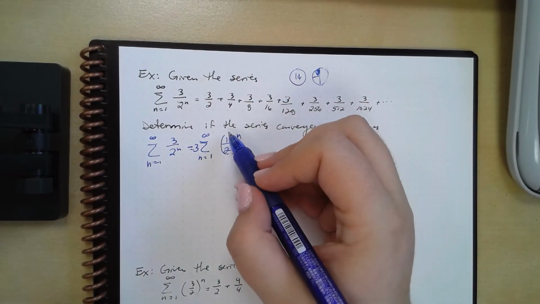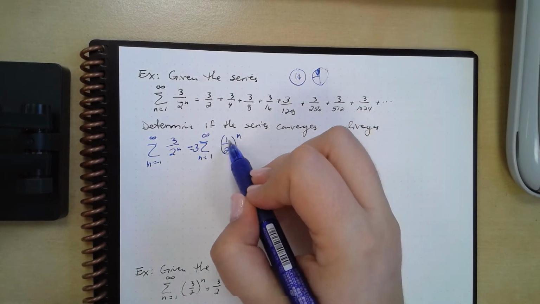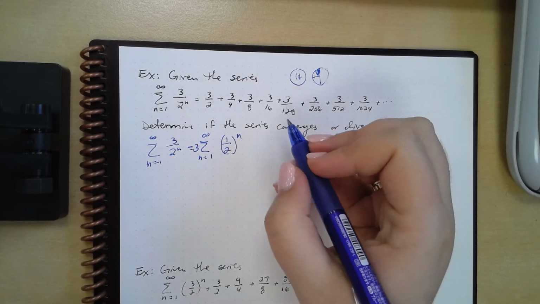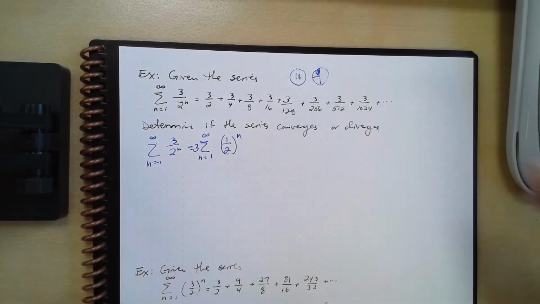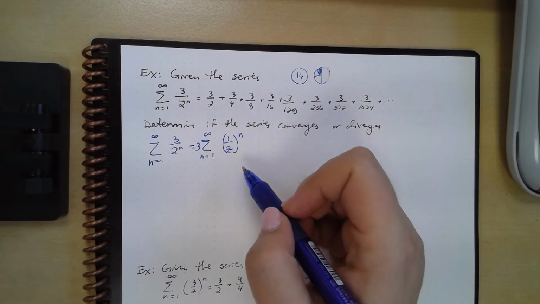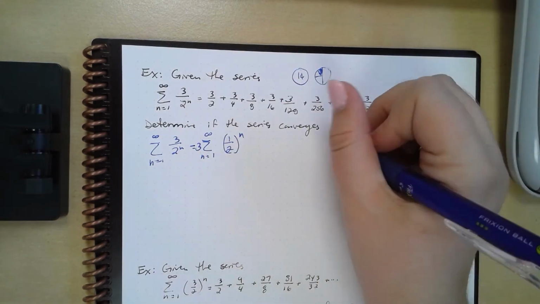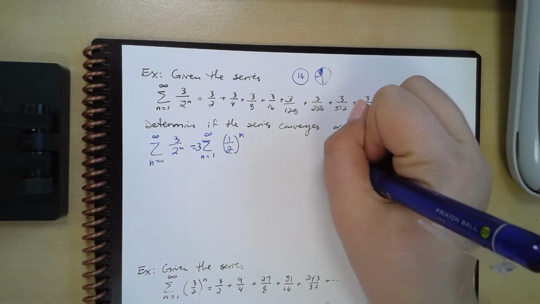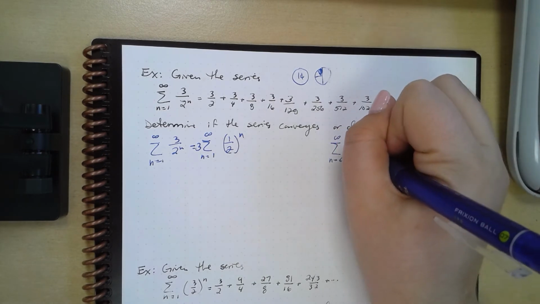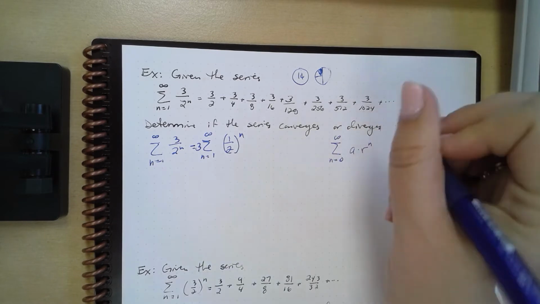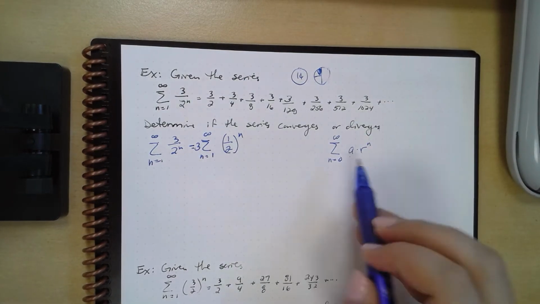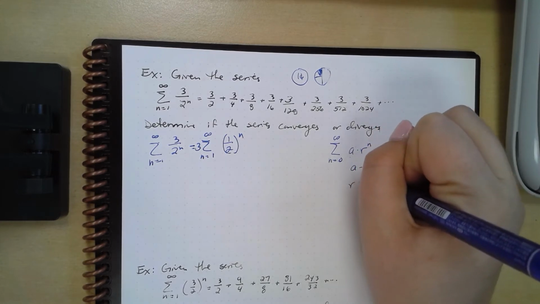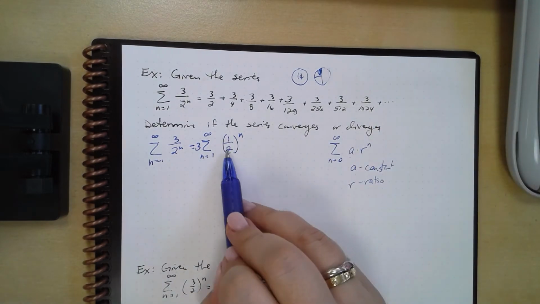So if we have this, this is going to be exponential decay, right? It's getting smaller and smaller. So if we're looking at this, this is actually a series in the form n equals 0 to infinity of a times r to the n. And this a is our constant, and r is a ratio, right? And that's what this 1/2 is here.